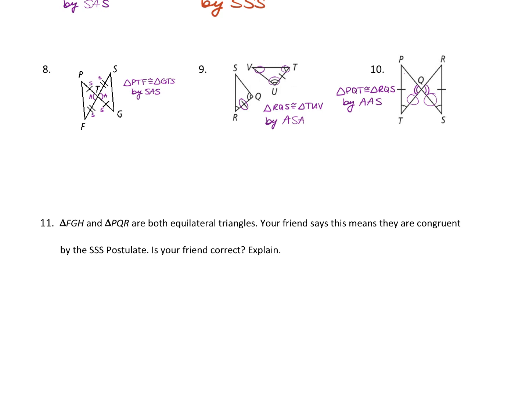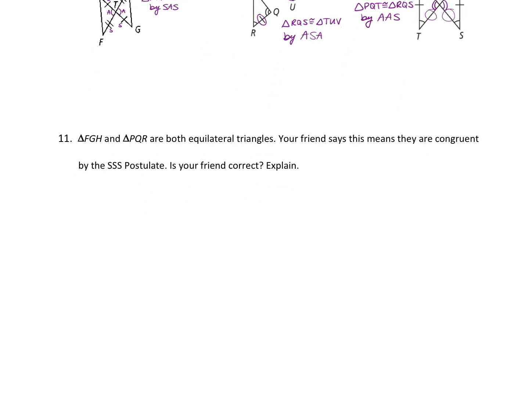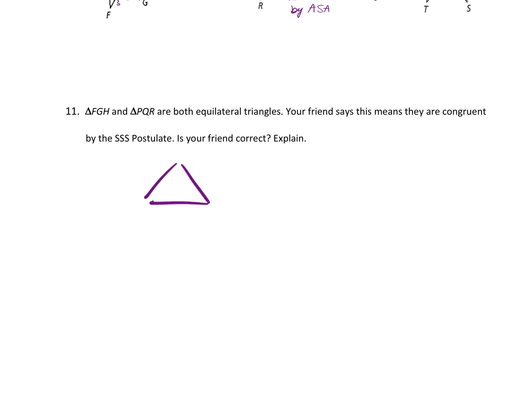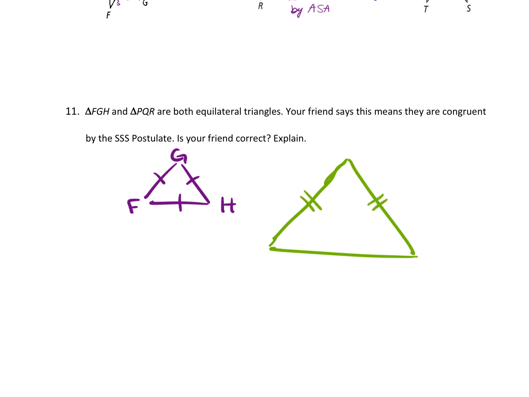So that means if FG has to be congruent to PQ. Does it? Let's say this is FGH and it is an equilateral triangle. Is that the only equilateral triangle that exists? Ooh. Squiggly line. This is also an equilateral triangle. Maybe this is PQR.